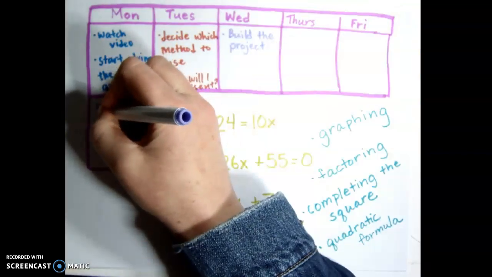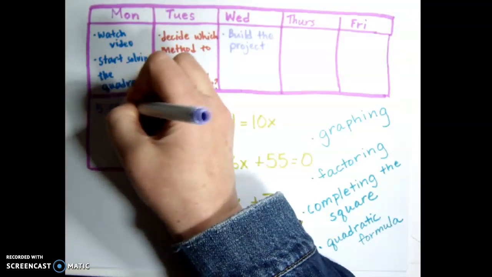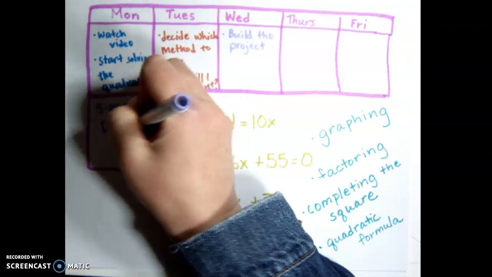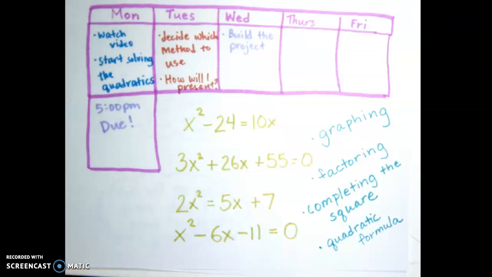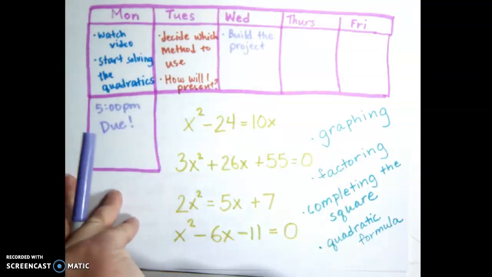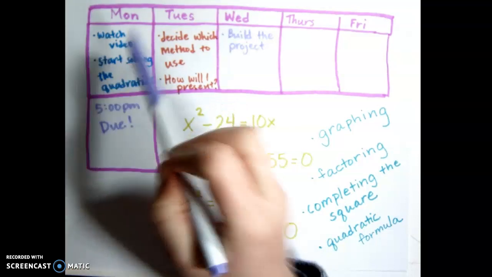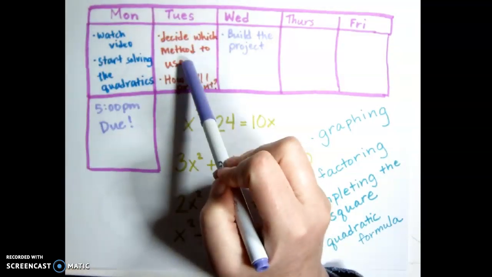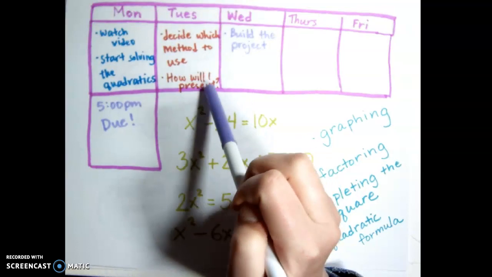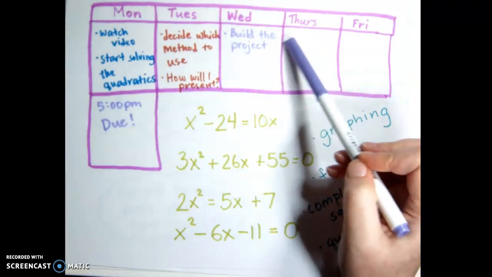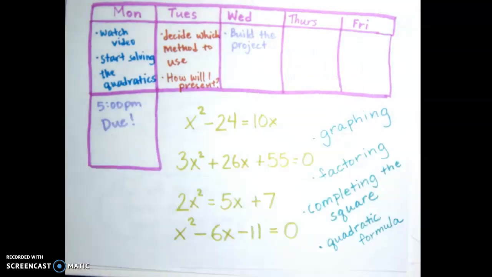It's due at 5:00 p.m. on Monday. Again, that's Monday, April 6th, when it's due. So today you're watching the video, you're starting to solve the quadratics. Tomorrow you're going to decide which method to use with which quadratic. You're going to decide how you will present the project. Wednesday, you're going to start building your project, and you're going to continue that process until you're done, and it's due at 5 p.m. on Monday.